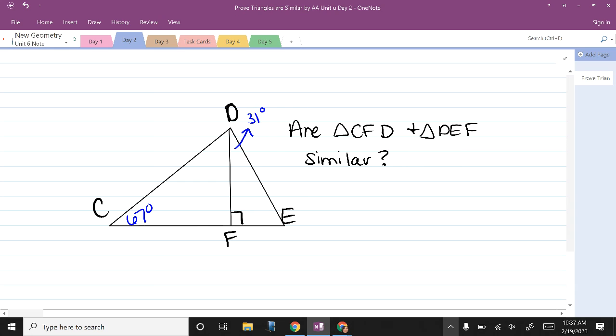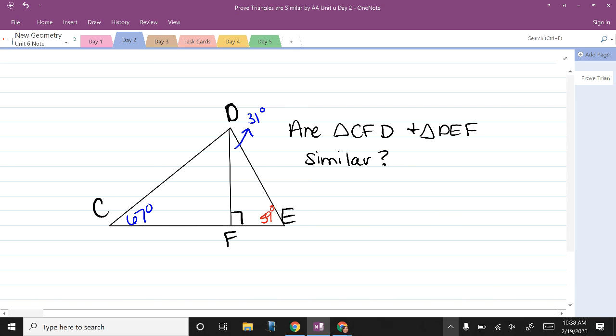Could I find angle E? How? Yep, because these three make a triangle, right? So all three of these must add to make 180. Well, since this is a right triangle, these two have to add to make 90, don't they? So one way I can find the measure of angle E is to say 90 minus 31. And what is 90 minus 31? 59 degrees.